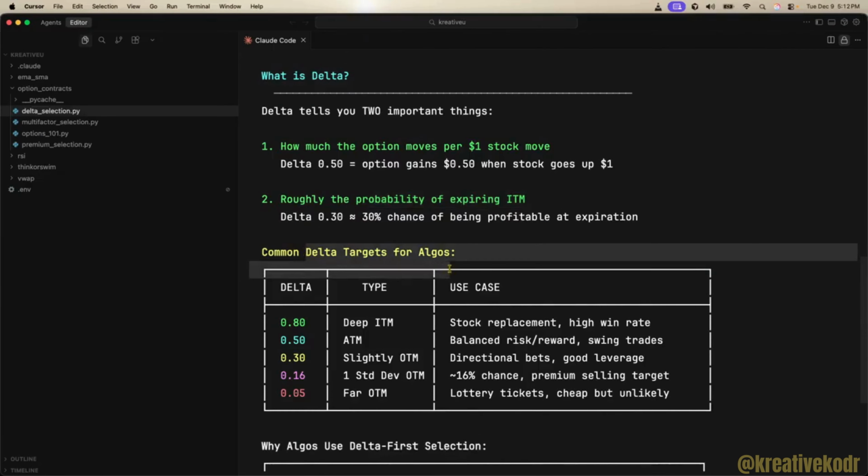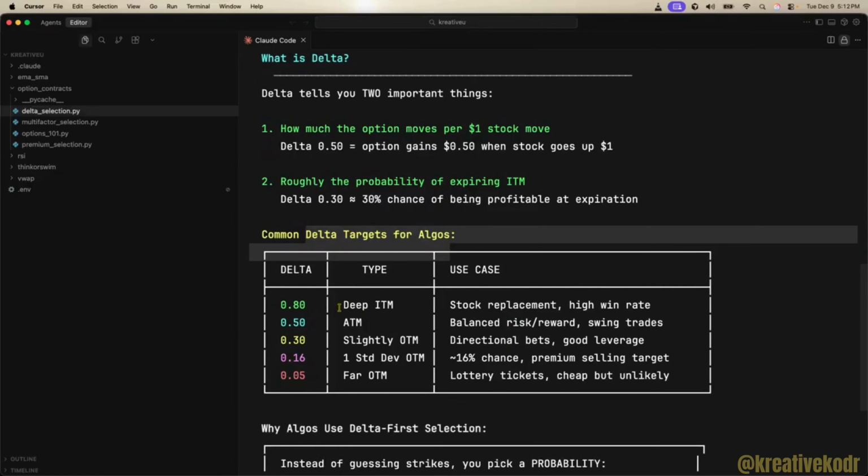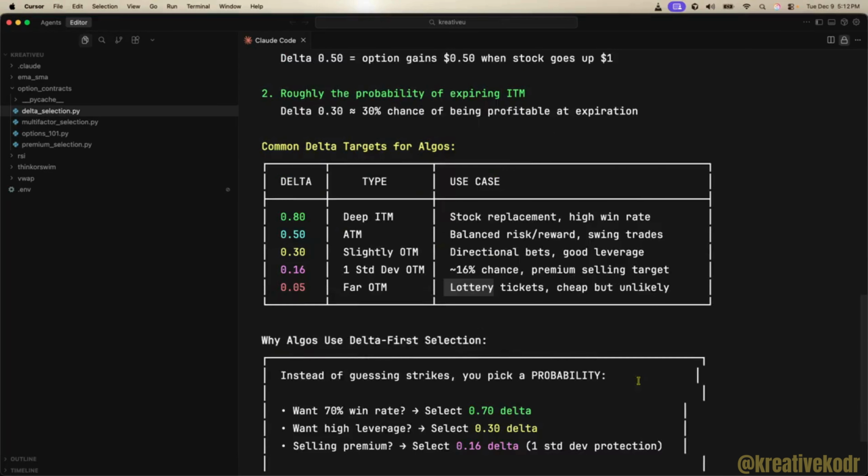There are common deltas for our algorithms, right? 0.80 is deep in the money delta. This is basically a stock replacement with a high win rate. These are going to be super expensive for ITM. At the money, this is balanced risk reward. This is for swing trades. 0.3, this is slightly out of the money, directional bets, good leverage. 0.16, this is one standard deviation away out of the money, a 16% chance, premium selling target. And 0.05, these are far out of the money contracts. These are lottery tickets. These are cheap and unlikely.